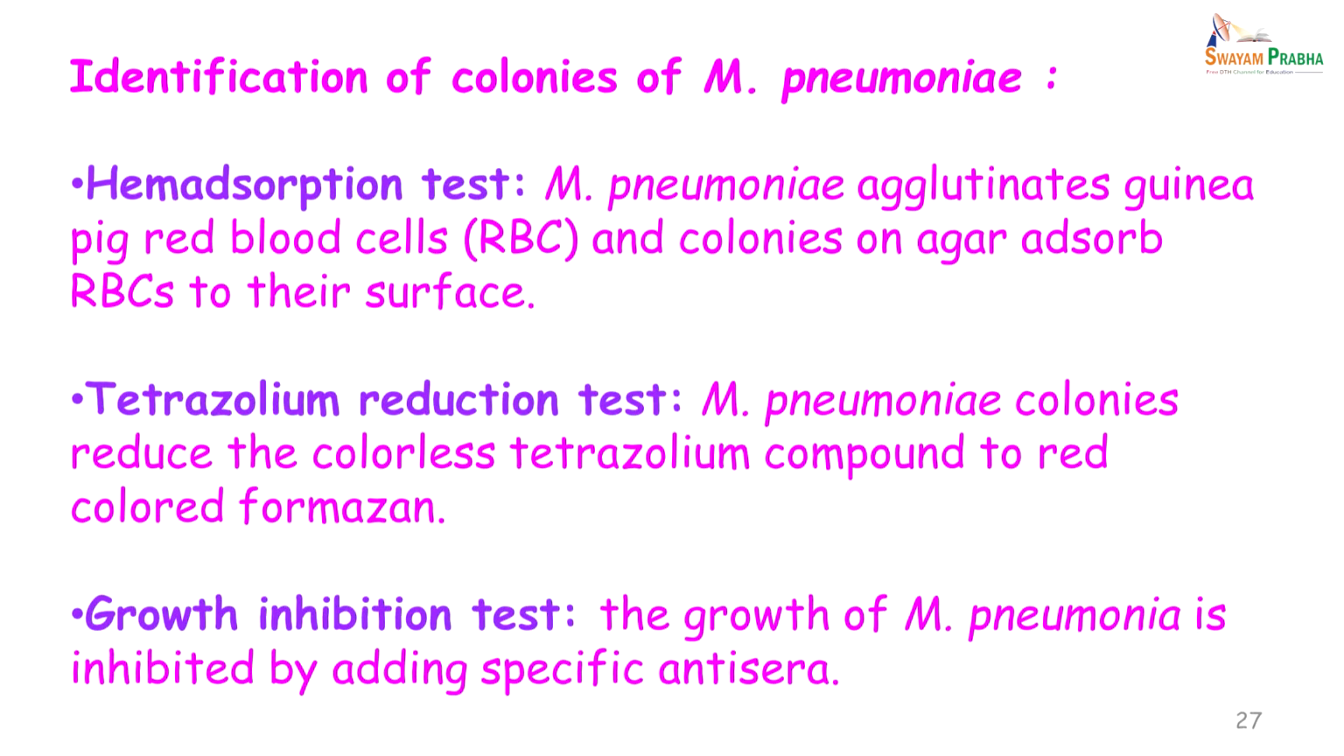Identification of colonies of Mycoplasma pneumoniae is done by the heme adsorption test, tetrazolium reduction test and growth inhibition test. In the heme adsorption test, this organism adsorbs guinea pig RBCs on the colony surface. In the tetrazolium reduction test, colorless tetrazolium compound changes the color of the medium to a red color, and therefore, it indicates it is Mycoplasma pneumoniae. And in the growth inhibition test, presence of antisera can inhibit the growth of Mycoplasma pneumoniae.